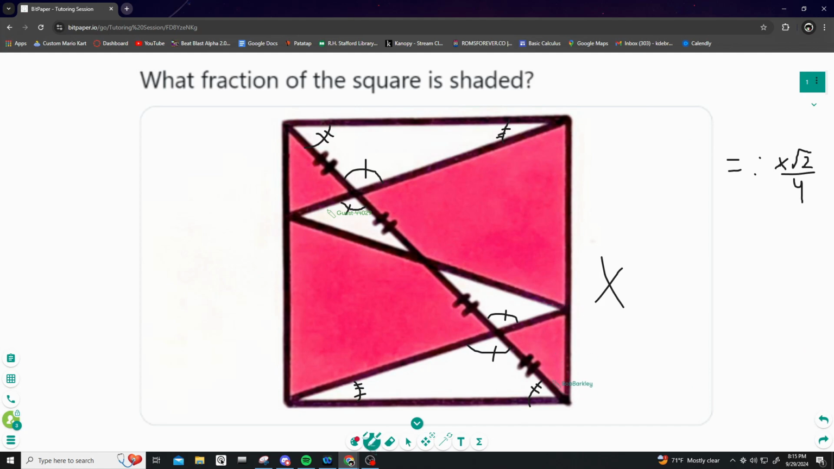I'm trying to think. We could do congruency. This would be minus complementary, 90. Yeah, that's minus 90 from complementary, that one. I wonder if these two triangles are identical. Oh, these two triangles have to be identical.